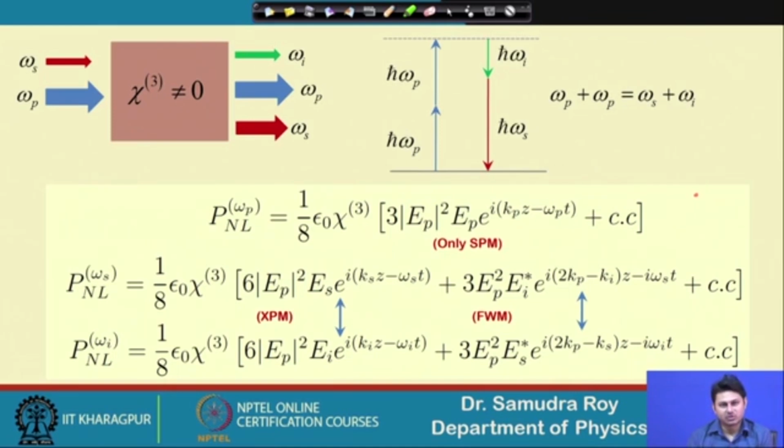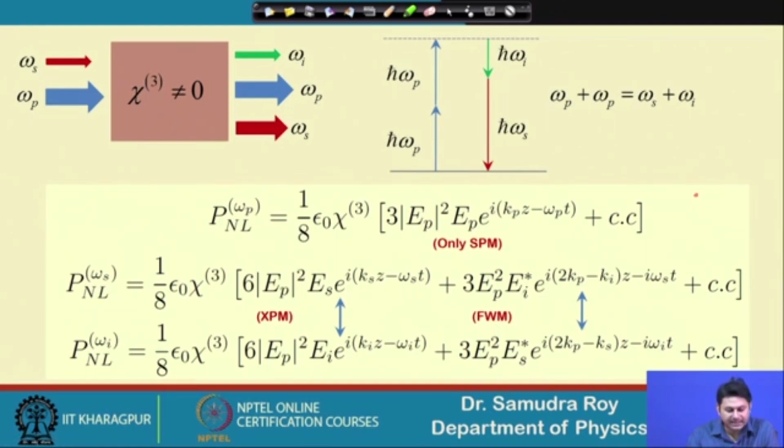Since it is quite strong, I will only consider its own interaction with itself, that is the self phase modulation. The cross phase modulation term with the other waves, omega i and omega s, is neglected because they are quite weak. In a similar way, to find the source term for signal and idler, we only take the cross phase modulation with the pump and also the 4-way mixing term related to the pump. Here the 4-way mixing term related to the pump is the second one. In both cases we have taken these two terms.